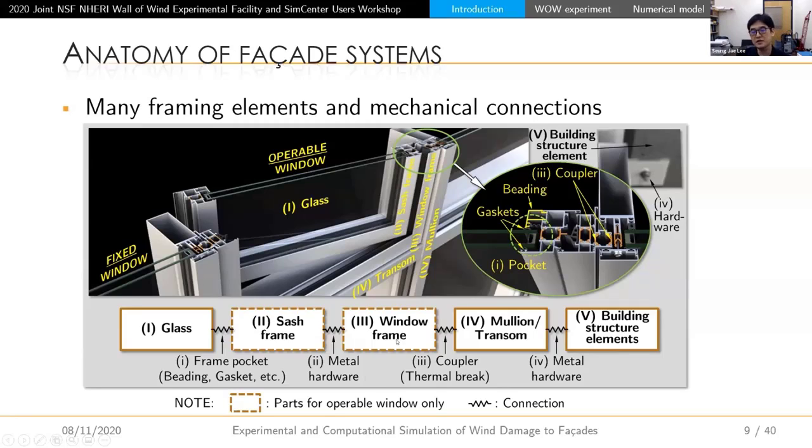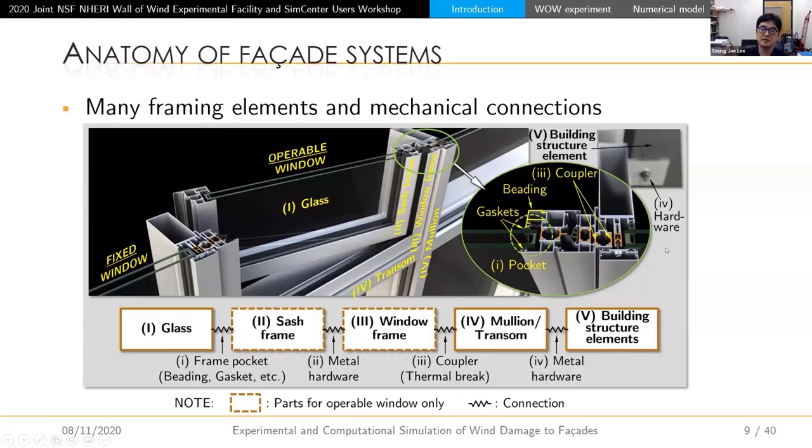Also, the window frame is connected to a mullion transom using mechanical couplers such as thermal brick. So here the mullion transom is the vertical and horizontal member of the main frame. And then this mullion transom is connected to the building structure elements, such as the floor and the columns, and these are connected through metal hardware such as anchor bolts.